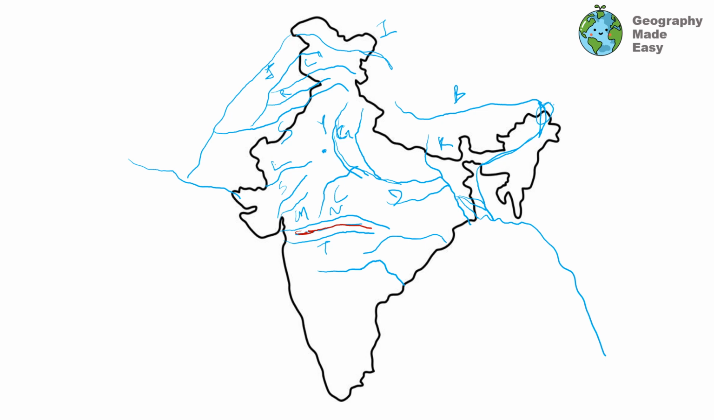Then we have Krishna. Krishna is occurring from here. Krishna has major tributaries, Bhima and Tungabhadra. If you can draw them, very good. If you can practice, if not, it's okay. And finally, we have Kaveri, which is flowing in this way.